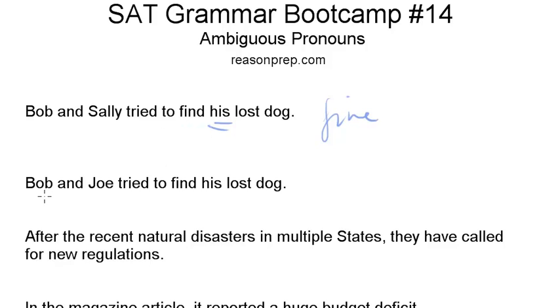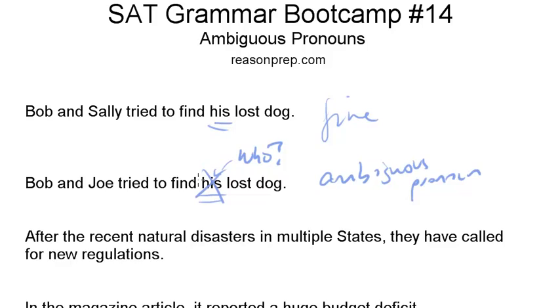Let's look at the second sentence, though. Bob and Joe tried to find his lost dog. Okay, now we have an issue. The question is, who is the antecedent? Who is the "his" here? Is it Bob or Joe? Now, on the SAT, this would be considered wrong. This would be considered a classic ambiguous pronoun, or ambiguous antecedent. It's not clear what this "his" is referring to.